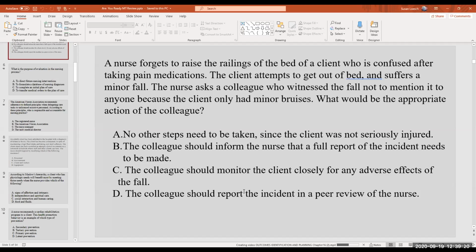So A is completely wrong, right? Even if the client wasn't injured, we still have to do an incident report. And why do we do incident reports? To prevent further error.